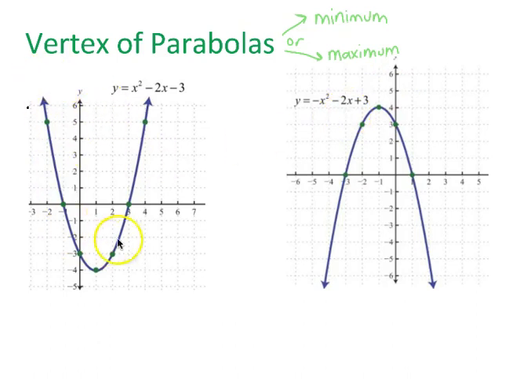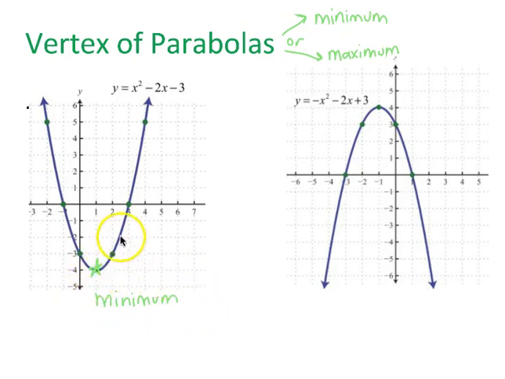So if we have a parabola that opens up, our vertex is going to be right here, right there. And it's going to be, in this case, the most minimum point of our parabola. It's all the way down at the bottom here. So our vertex is the very bottom point of our parabola, and it represents the minimum.